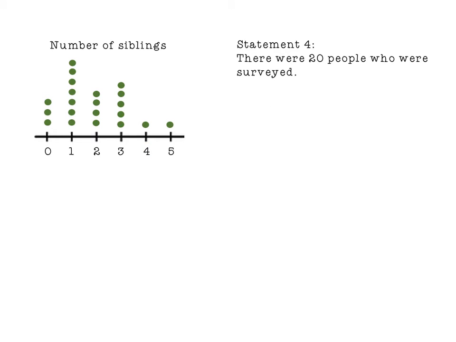The fourth statement says there are 20 people who were surveyed. So each of these dots or X's represents a person who was surveyed and an answer given. The easiest way to find out how many people were surveyed is just to count the dots. So I have 1, 2, 3, 4, 5, 6, 7, 8, 9, 10, 11, 12, 13, 14, 15, 16, 17, 18, 19, 20, 21. So this is incorrect. There are 21 dots.